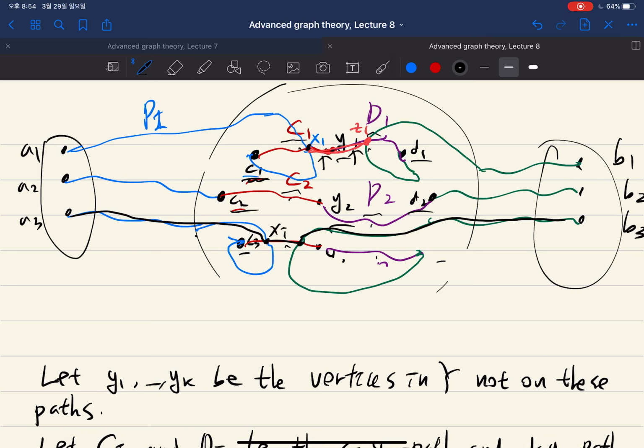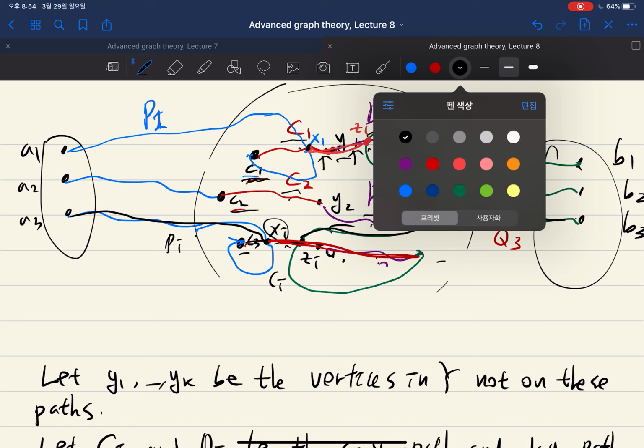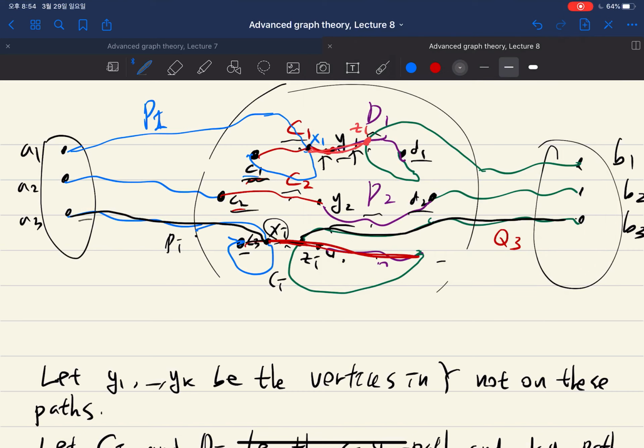So we let XI be the vertex which is close to the Y2 on this CI which intersects with this PI. And then GI be the vertex which is close to this XI on this entire segment which is close to the XI which also intersects with this QI. Then we get these paths. So let's correct the definition in that way.